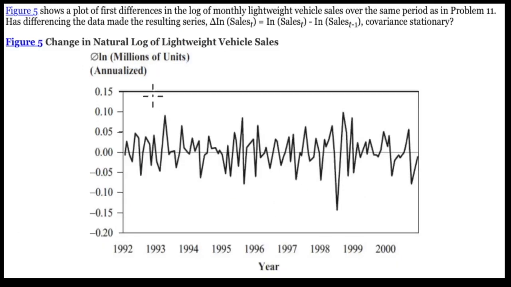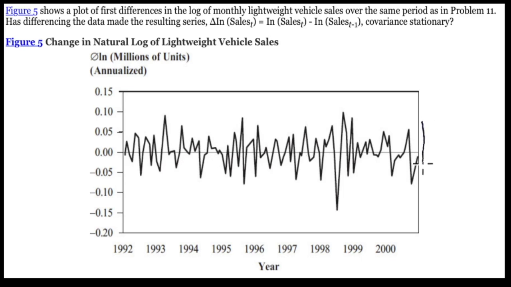Figure 5 shows a plot of first differences in the log of monthly lightweight vehicle sales over the same period as in problem 11. So this is our first differences now. Has differencing the data made the resulting series covariance stationary? Well, there's three things I want to look at: mean, variance, covariance, right? Do I have a constant mean? Well, it kind of looks like it's mean reverting.